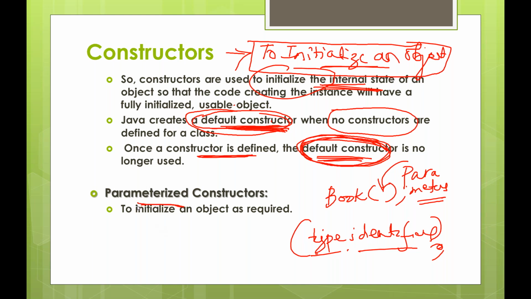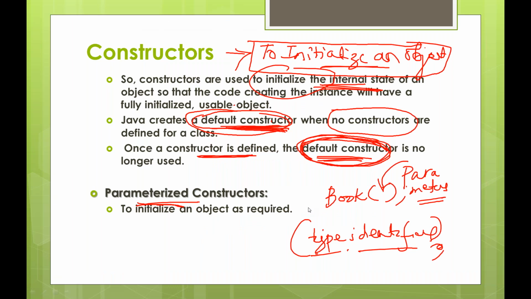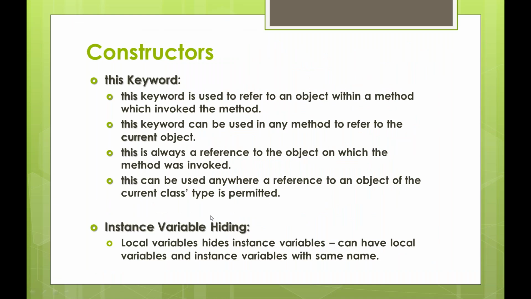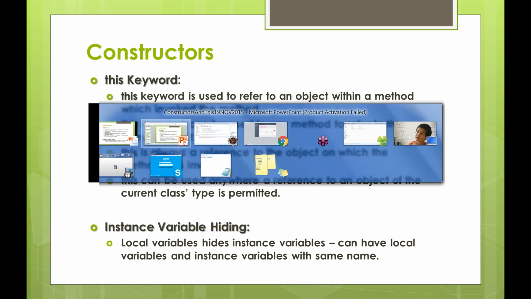So why do we use these parameters within the constructor? To initialize an object. Let's see a few examples of how we do that, and then we'll move on.